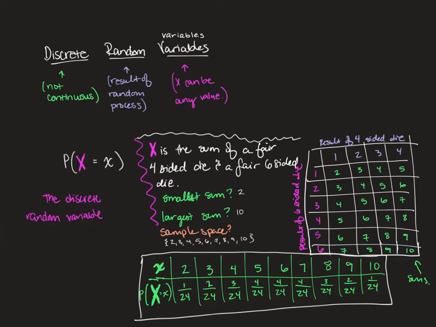If you were to put it on a number line, it would be like dots on a number line as opposed to filling up the whole number line. Random, just a result of a random process. Variables, meaning that x could be any value.